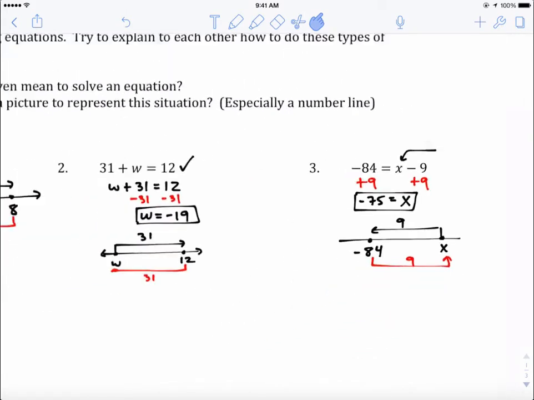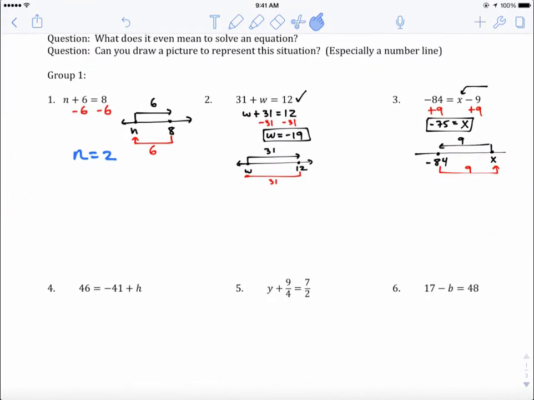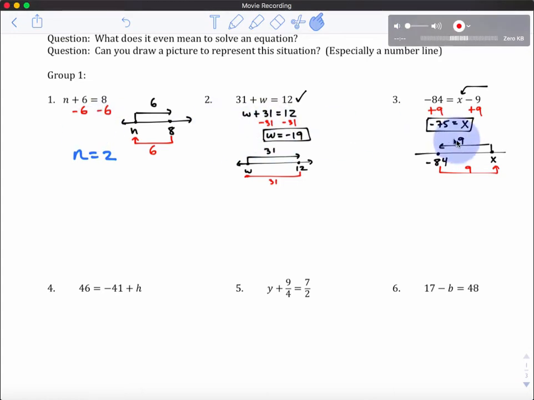So that's what it means to solve an equation, and here are 3 examples of one-step equations where all we had to do was add or subtract a number in order to find the solution. I really urge you to have some sort of picture in mind when you do these. We can do these with fractions as well, that's no problem. Why don't you take a moment right now to try these 3 on your own, and then we'll reconvene.